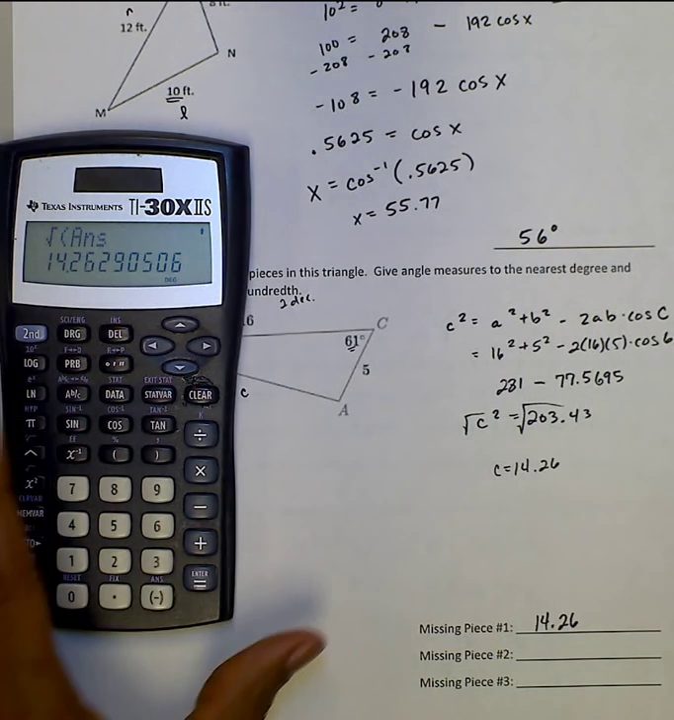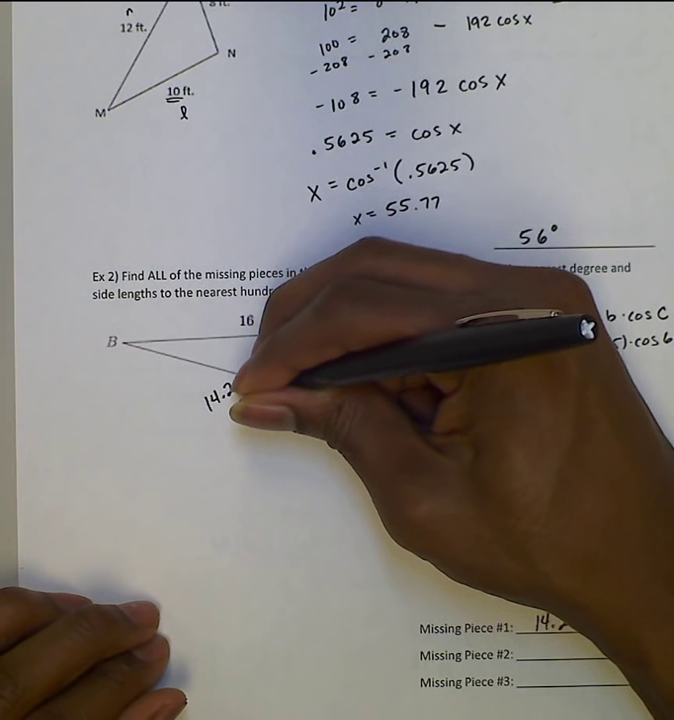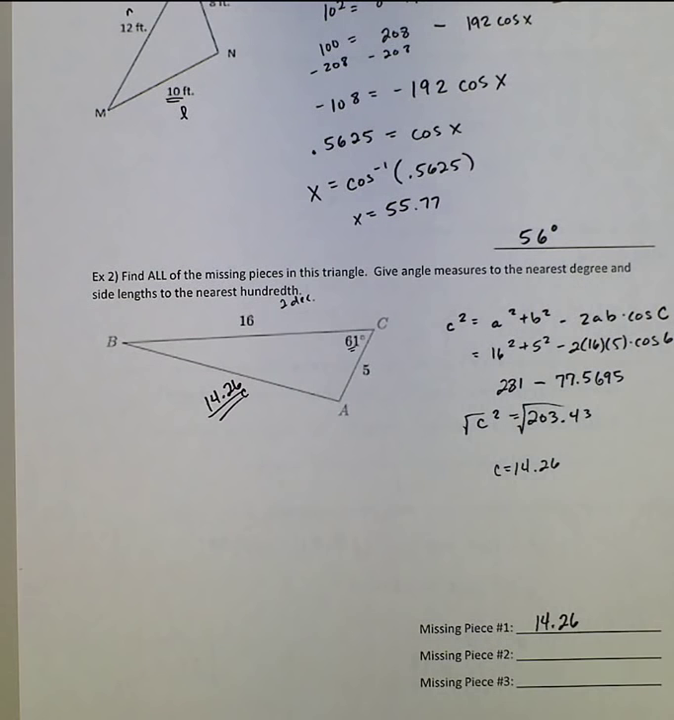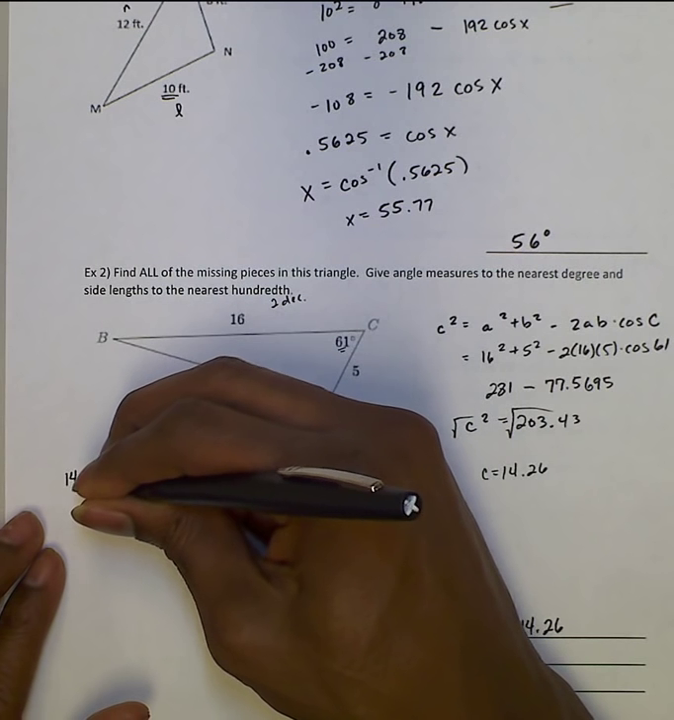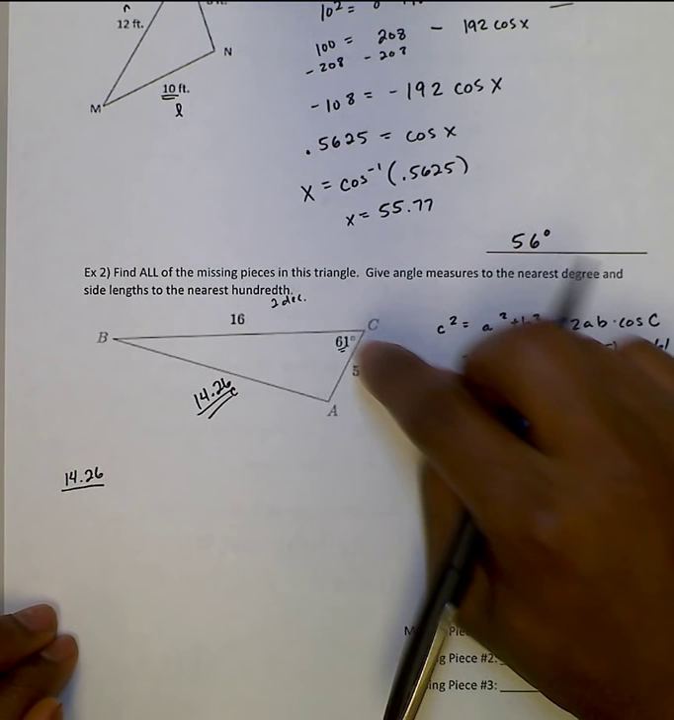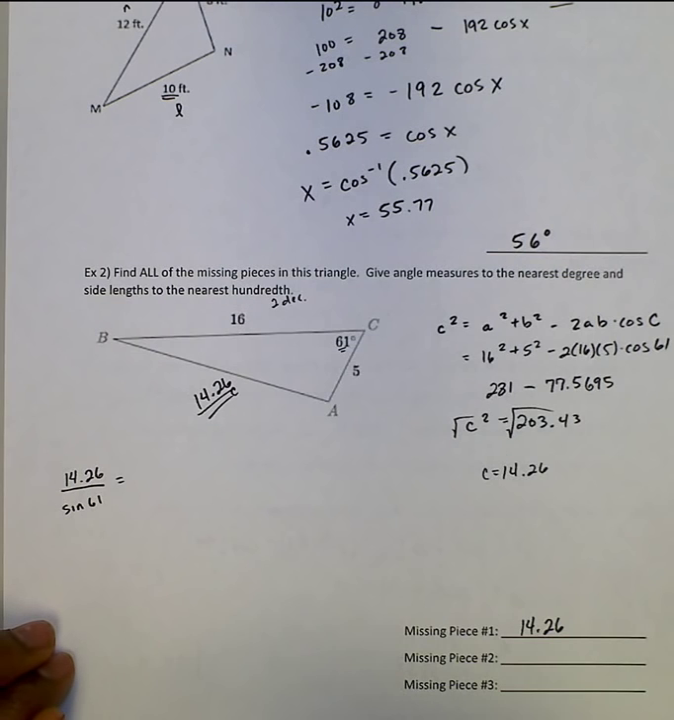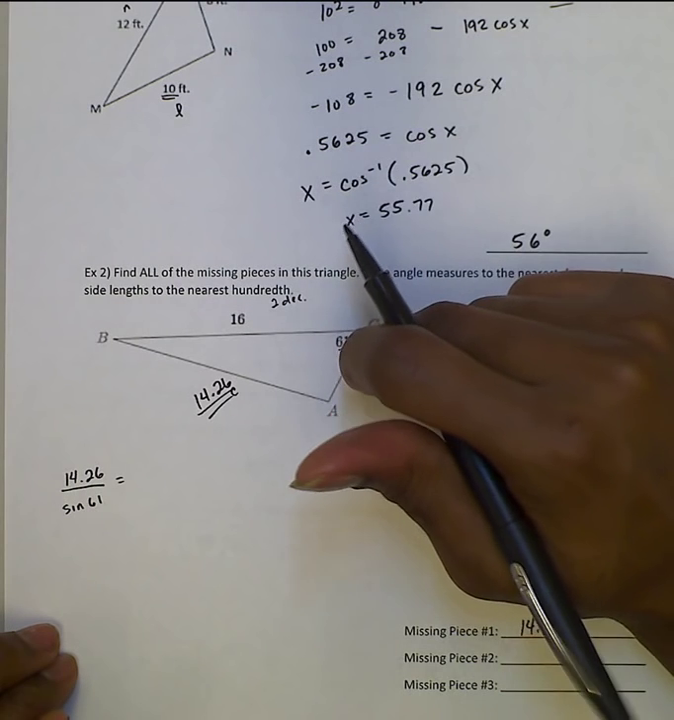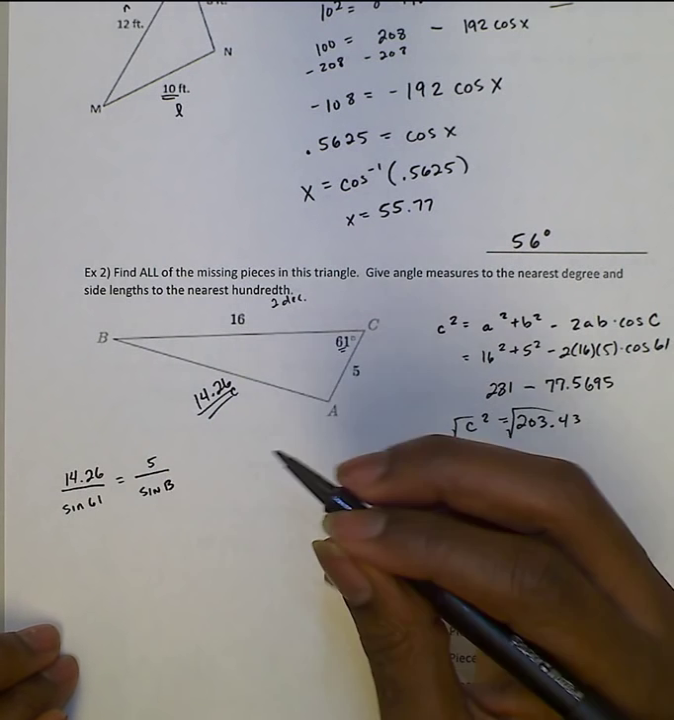Now that we know that this is 14.26, we do not have to use law of cosines again. We have a side and its matching or corresponding angle, and so now I can use law of sines, which is a lot nicer for me. So I'm going to set that up: 14.26 over sine 61. Since I know that this is 5, that should be the same as 5 over sine b. And now I can cross multiply and find that.